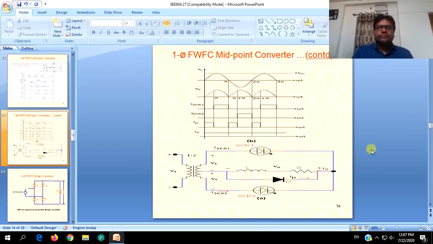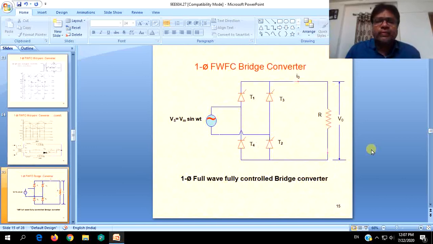Now we will switch over to the actual discussion of today's topic, that is full wave fully controlled bridge converter, where fully controlled means all controllable devices in this circuit will be considering only SCRs. 4 SCRs are connected in a bridge configuration for conversion. This is for a resistive load. We will be discussing the working of this bridge converter for resistive load first.